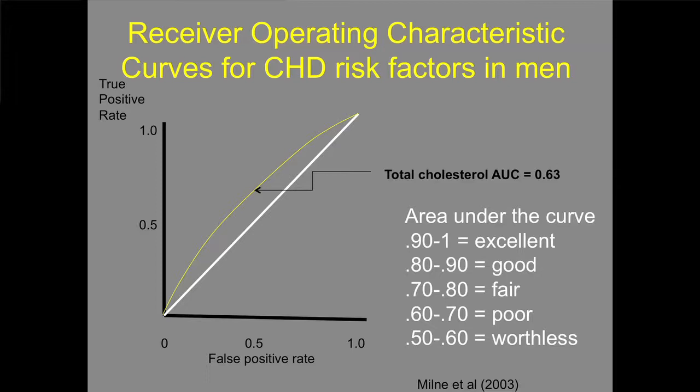So I'm going to show you a few curves like that to tell you about risk factors for cardiovascular disease. The first is using cholesterol on its own, and the area under the curve is 0.63, and you can see this corresponds to being pretty poor as a discriminator. When you add in the Framingham risk score with the additional risk factors, that goes up somewhat to 0.74. But that still means that 26% of that population is miscategorized using that analysis. So it's not brilliant as a way of determining risk.